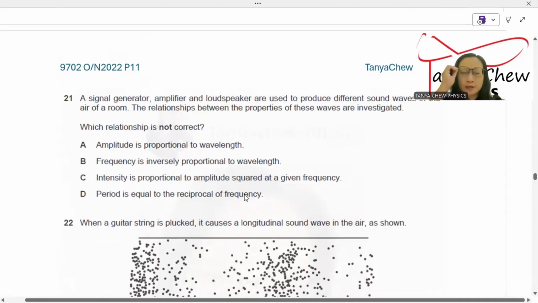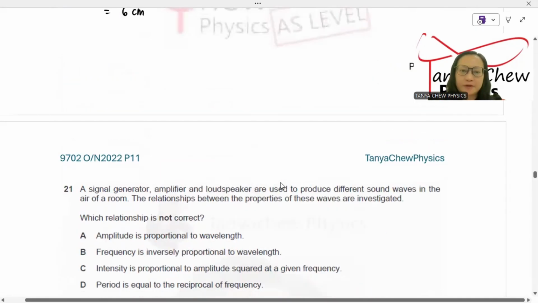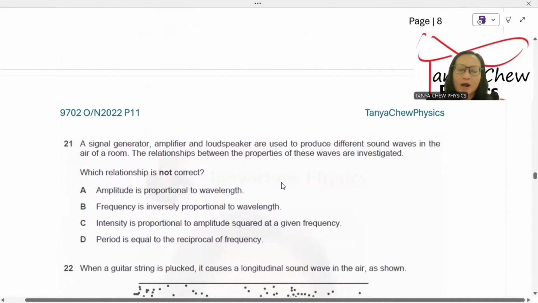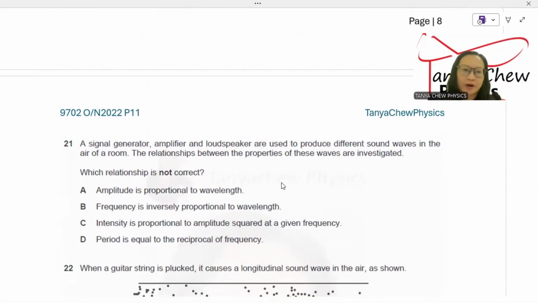Number 21, a signal generator, amplifier, and a loudspeaker are used to produce different sound waves in the air of a room. The relationships between the properties of these waves are investigated. Which relationship is not correct? Amplitude is proportional to wavelength. This is not true.